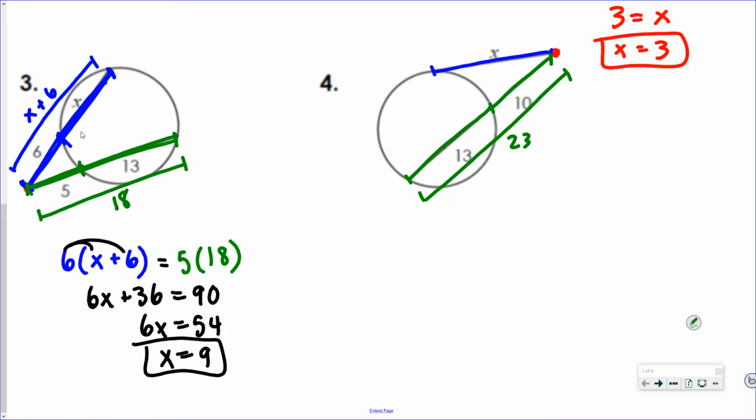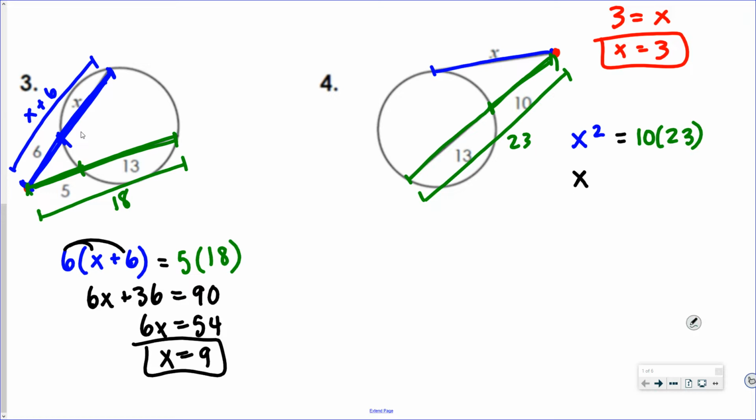23. Okay, so let's start with the blue one. You take the exterior piece times the length of the whole segment, and how I showed you in class, I mean, you can do this, but I said just write it as x squared. That's going to be easier to solve because x times x is x squared. That's the same as exterior piece times the whole piece.